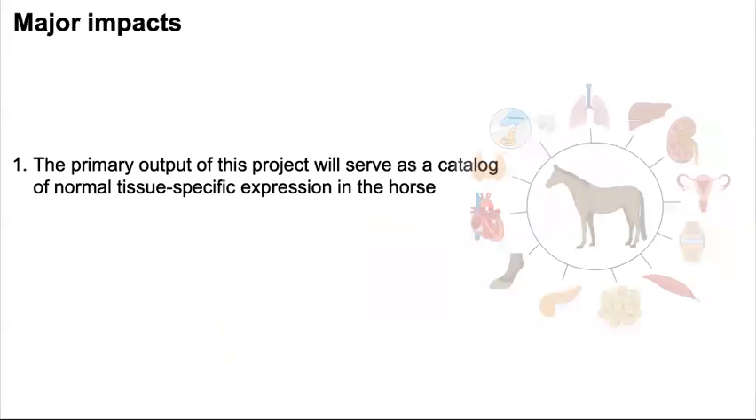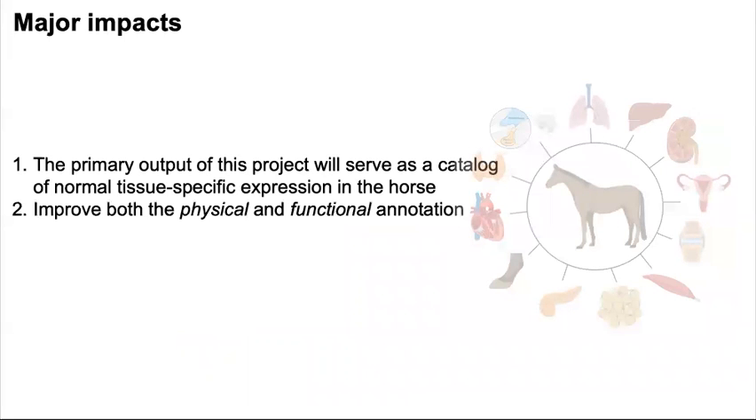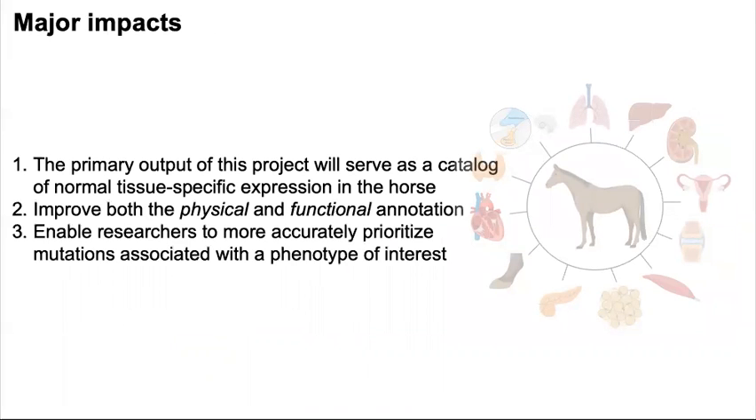The major impacts of this project are, one, this will serve as a catalog of the normal tissue expression in the healthy horse. Two, as I mentioned, we improve both the physical and functional annotation. And then three, this will enable researchers to more accurately prioritize their mutations associated with a phenotype or disease of interest.